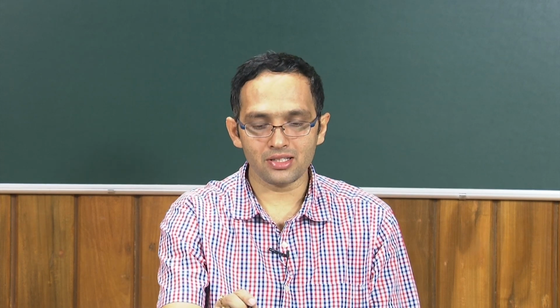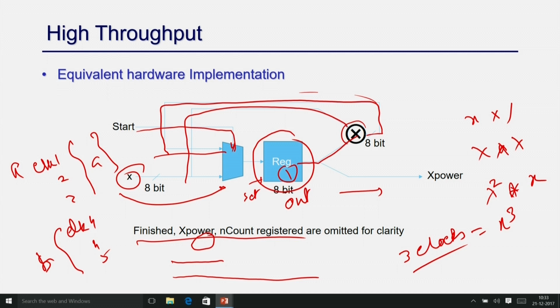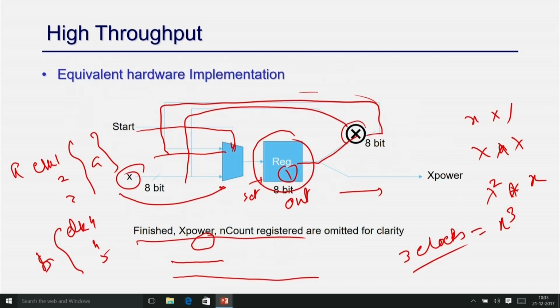And the delay of this register stage is a maximum of 1 multiplier followed by this mux. So the maximum timing is determined by the delay of 1 mux and the delay of a multiplier, right. If we implement an iterative version of this algorithm similar to the C code, you will get this, right.